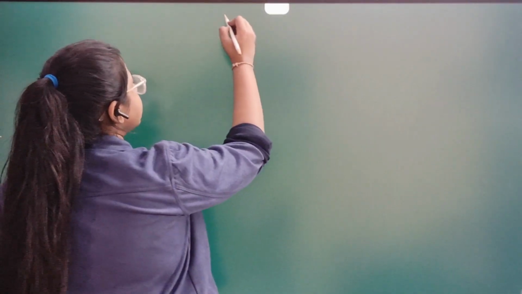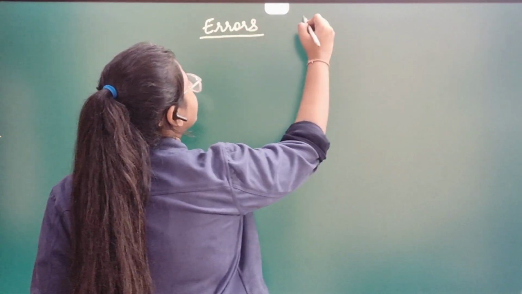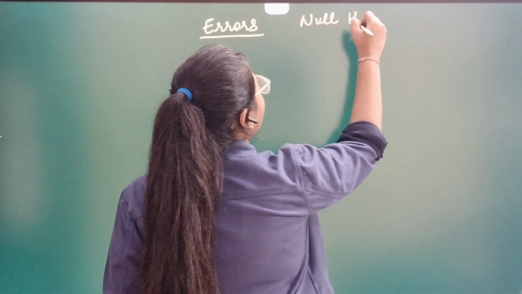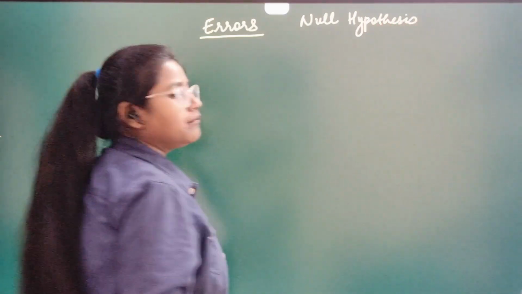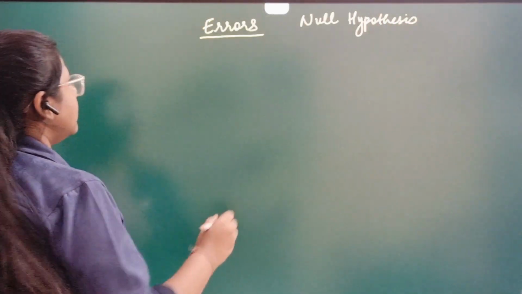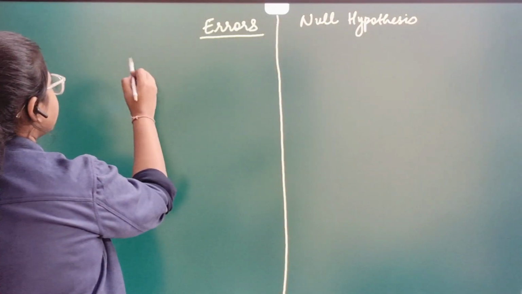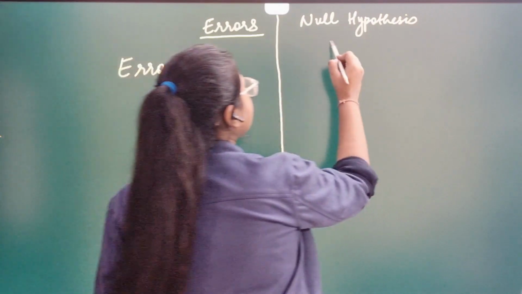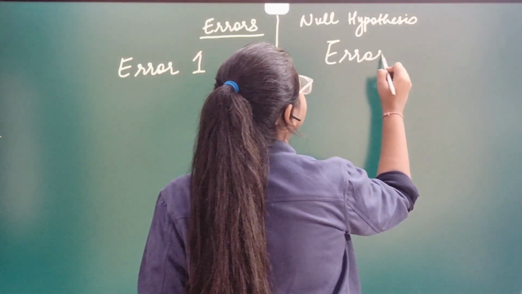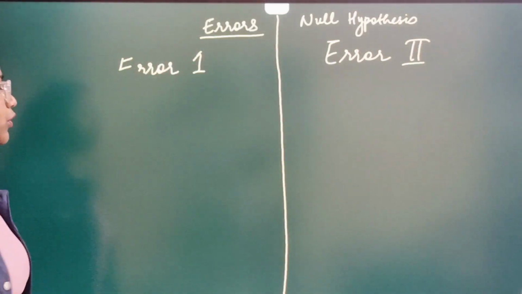So there are basically two types of errors while formulating the null hypothesis. There are two types of errors. Okay. Here I'll be explaining error 1. Here I'll be explaining error 2. Okay, type 1 and type 2.